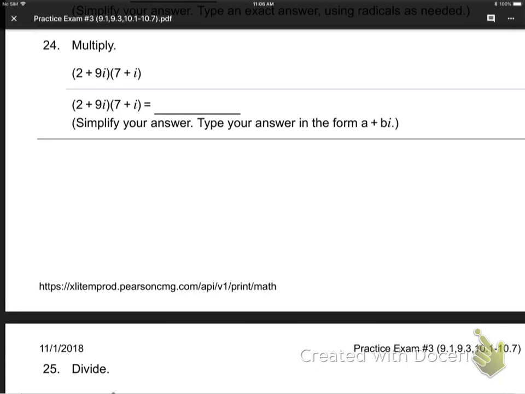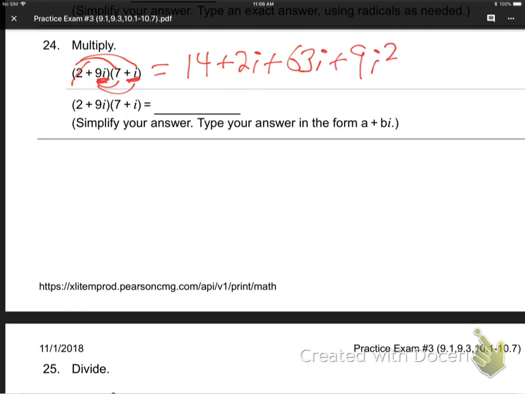Okay, number 24, we're supposed to multiply. Here we go. 2 times 7, 14. 2 times i. 2 is done. Now the 9i goes to both. 7 times 9, 63i. And 9i times i, 9i squared. Okay, so what is that? That's 14. These are like terms. Plus 65i. Plus now i squared.